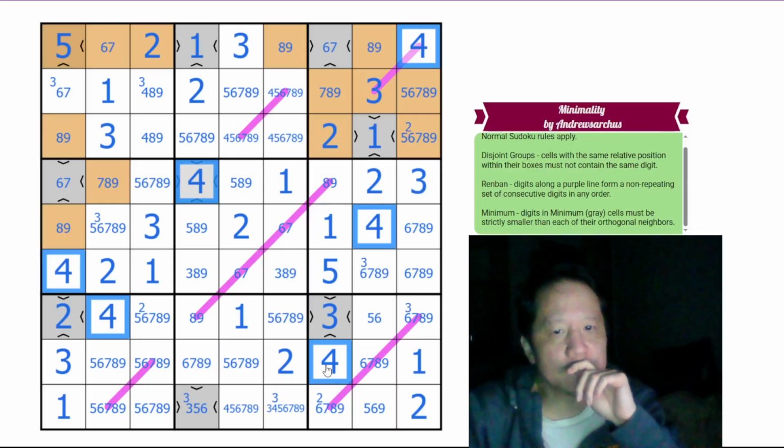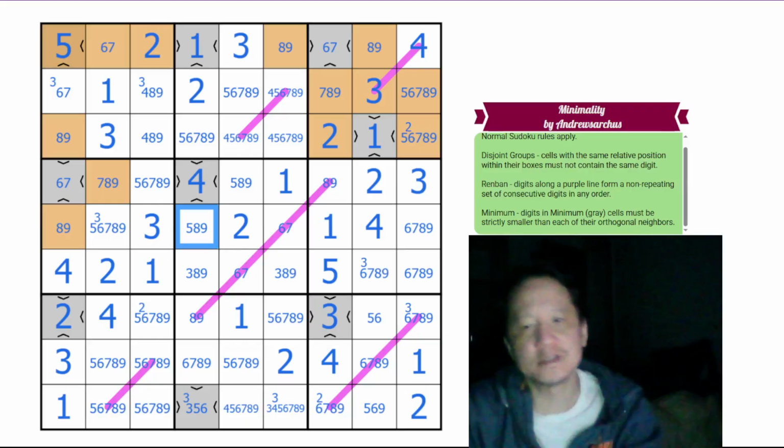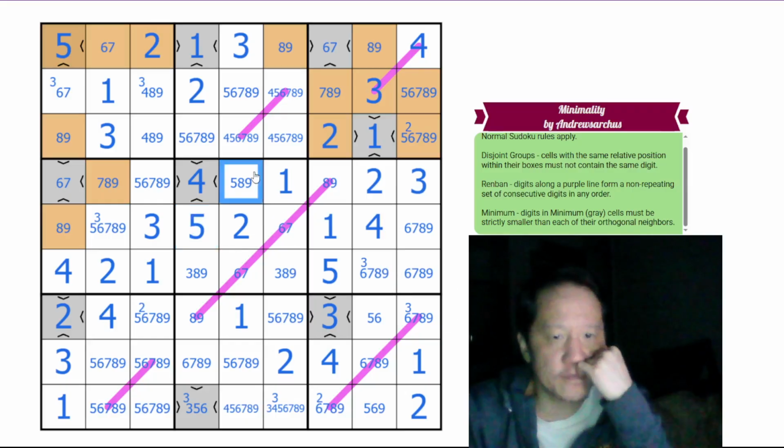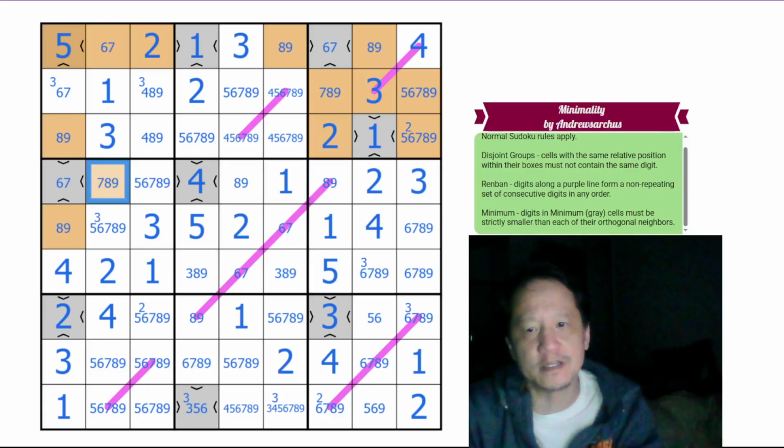Where... No, never mind. We have 6, 7, 8, 9 in the left central area. So this can't be 6, 7, 8, 9. It's 5, which forces this to be 8, 9. So this is 8, 9 as a pair, which eliminates 8 and 9 here. So that's 7, which makes that 6.